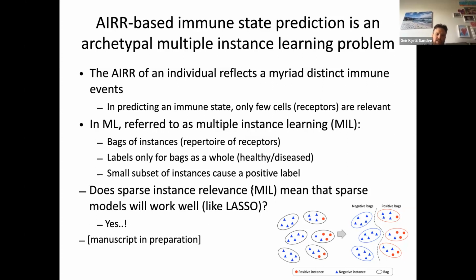There's a lot of theory in this field that we can use. One thing we have asked ourselves is that since only a few of these immune cells are presumably relevant for one immune state, as the immune system is handling so many immune events, then maybe methods that work on sparse models that are penalized very strongly, like Lasso, could in some settings work very well for our problem. And we didn't find that yes, and that's another manuscript in preparation.